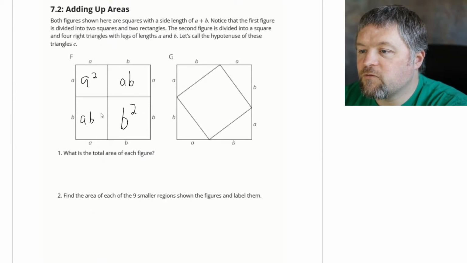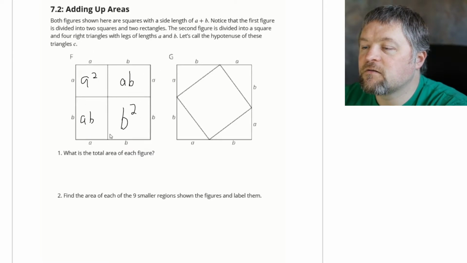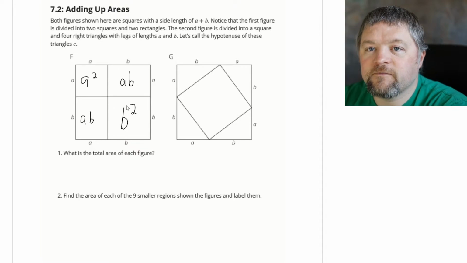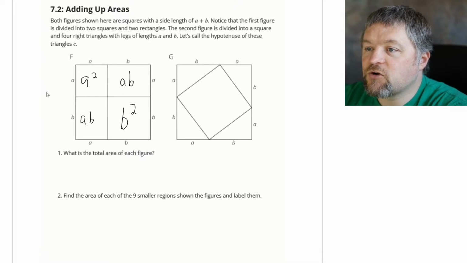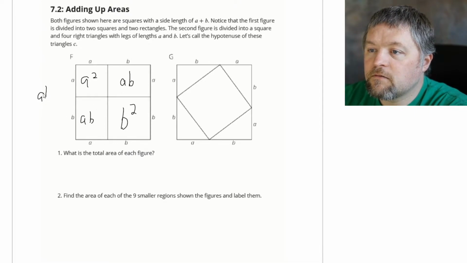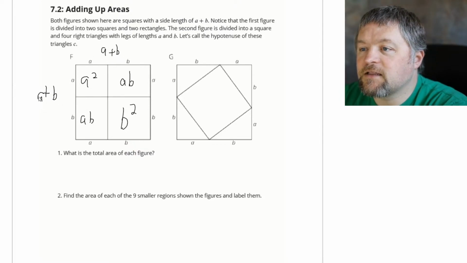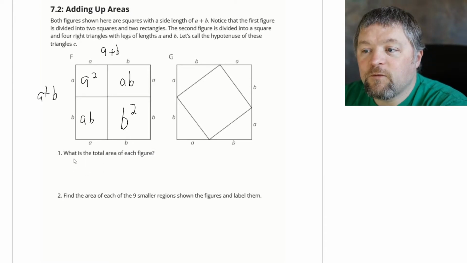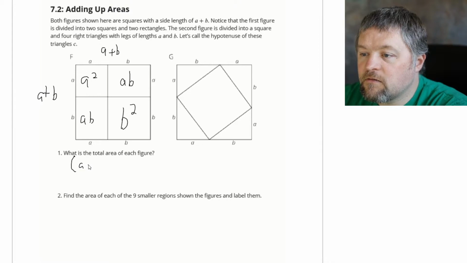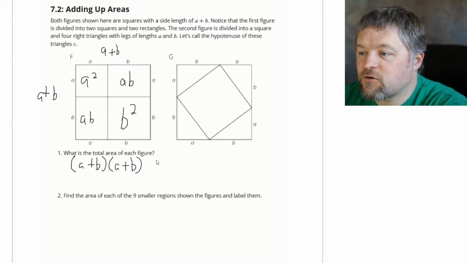Oh, that was part 2. Part 1 is what is the total area of the figure. So this side length, this is a square. The side lengths of this square are A plus B. What about on this one? Also A plus B. So if we want to find the total area, we just have to multiply A plus B by itself or square it.